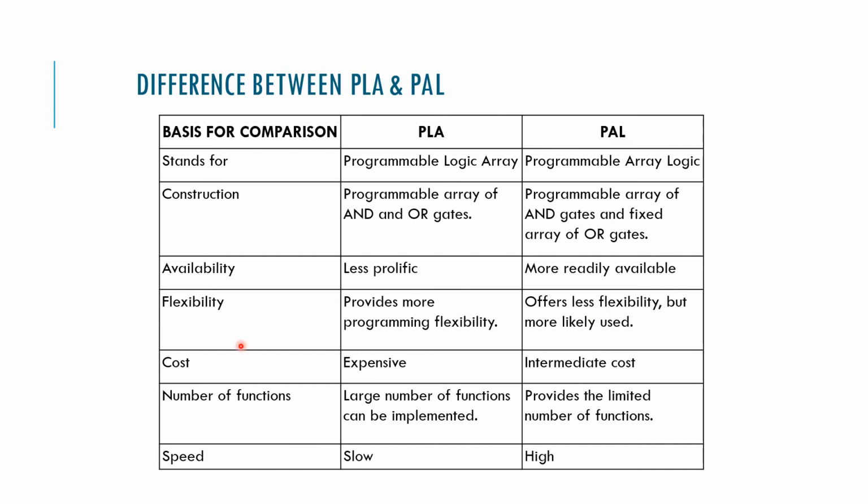Regarding the cost of the circuit, PLA is expensive, while PAL comes under intermediate cost. Based on the number of functions, PLA can implement a large number of functions, whereas PAL provides a limited number of functions. With respect to speed, PLA works slow, whereas PAL works at a higher speed.